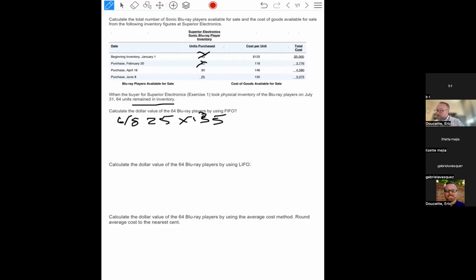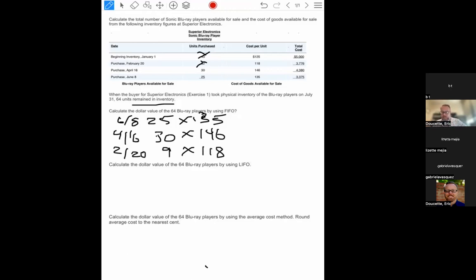So there was another 30 put in on April 16th. So there was 30, times 146. And so how many does that equal? 55, right? So that means I need 9 more. So from February 20, there was 9 more that were still there from what didn't sell. So those were 118 each.